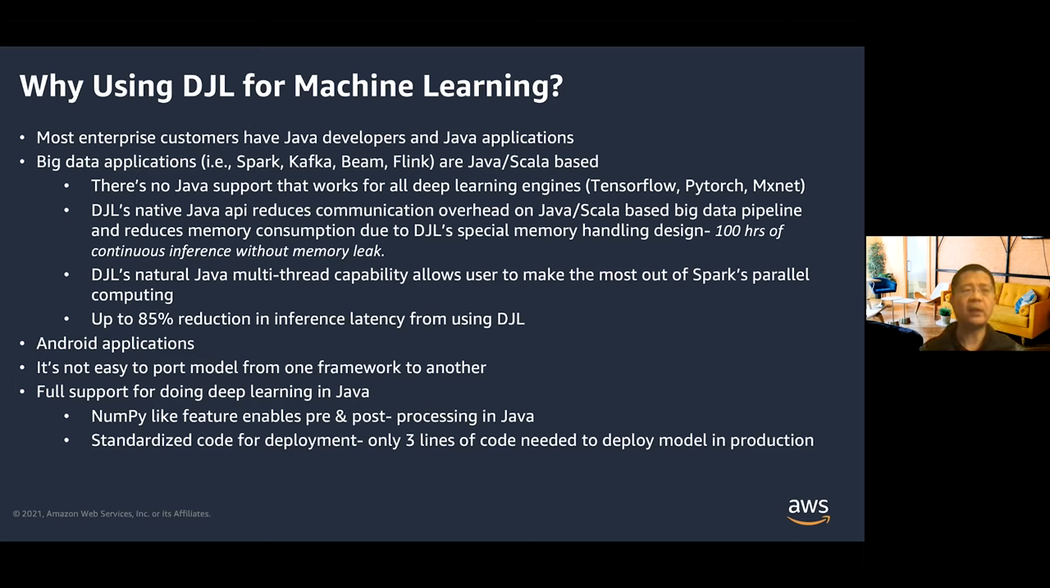Android applications right now, there are a lot of Android applications and mobile use cases. DGL is a Java language, so naturally we support Android applications. This creates huge opportunities for Android users to use deep learning on the phone. Another benefit of DGL is that it is framework agnostic. DGL can load all kinds of different models from different frameworks.